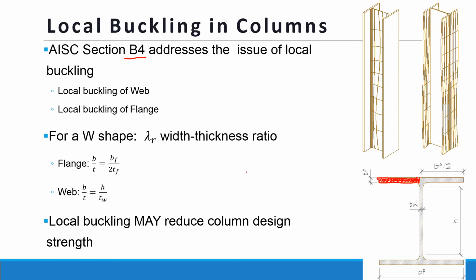The width to thickness ratio of this portion is bf over 2, so half of the width over the thickness, tf. And the width to thickness ratio of the web uses the clear height h over the thickness: h over tw. You will find the values of the width to thickness ratio of the flange and the web from table 1-1. And you know that local buckling may reduce the column design strength. So when you design a column, we tend to avoid local buckling shapes, because it may reduce your capacity.